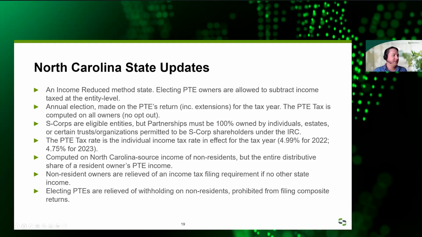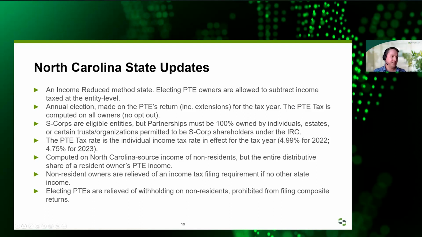North Carolina is another one that is due for 22, but has been enacted and on our radar for quite a while. So it's another income reduced method state. It's an annual election made on the same partnership or S corp return that North Carolina had before. They're another state with a pretty restrictive ownership requirement. S corps are going to be eligible just because the federal rules already take care of it, so you're not going to have C corp owners and other partnership owners.